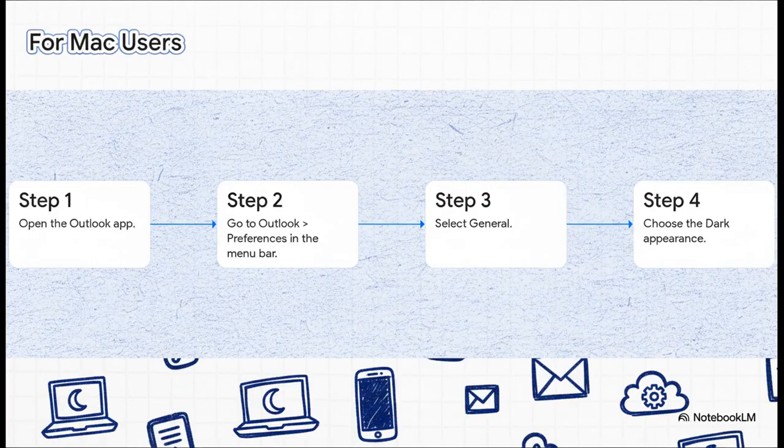All right, Mac users, your turn. Now, Outlook on a Mac can just follow your system's theme, but if you want to set it yourself, it's super easy. Just open up Outlook, go to Outlook in the menu bar, and click Preferences. From there, select General, and you'll see the option to choose the dark appearance. And that's it. Simple as that.